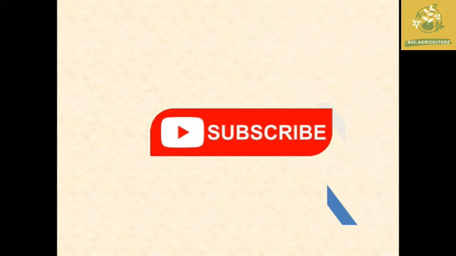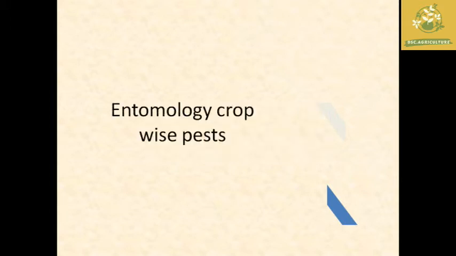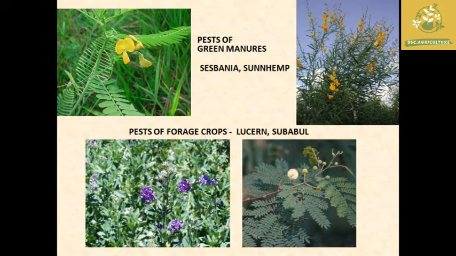In this video, we are going to see about entomology's crop-wise pest classification, and then I am going to cover the topic of pests of green manures in this lecture, as well as the pests of forage crops. The green manures are Sesbania and Sunhemp, and the forage examples are lucerne and subabul.